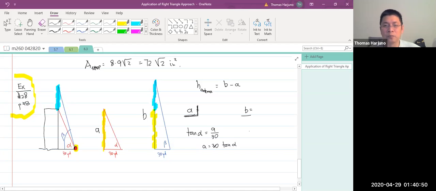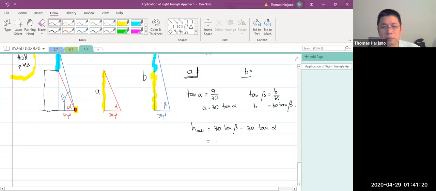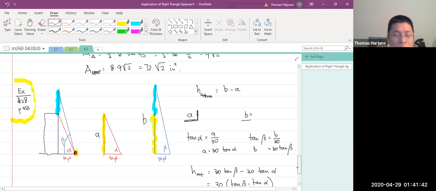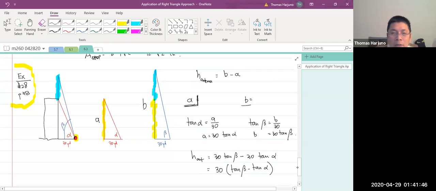I suspect B will be the same. Tangent beta will be B over 30, so B is 30 tangent beta. Therefore, the height of the antenna will be 30 tangent beta minus 30 tangent alpha. We can factor the 30. The answer on top is okay, but I think the answer in the second form is better. Now this one is harder because we deal with two triangles, but not super hard. Of course, you need to be patient in setting up the equation.